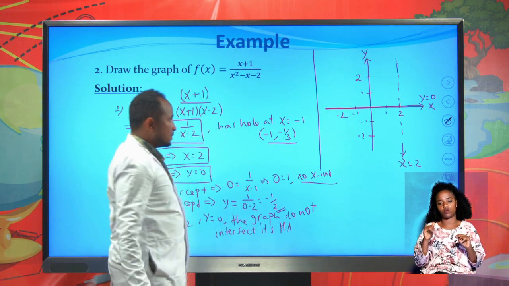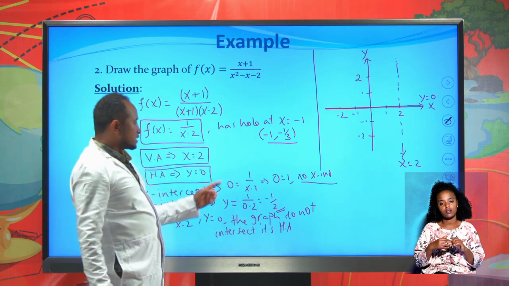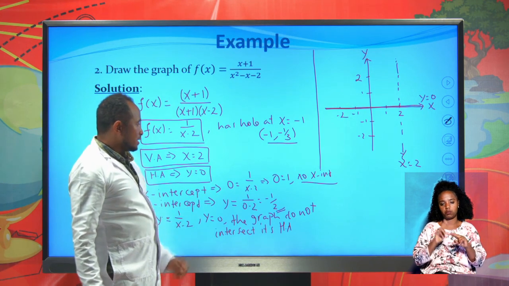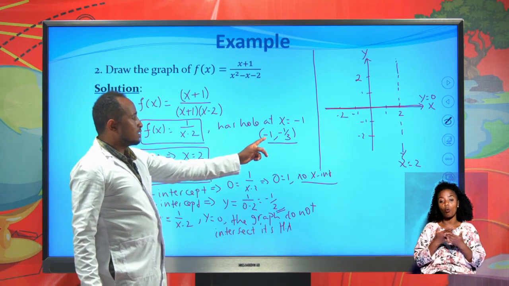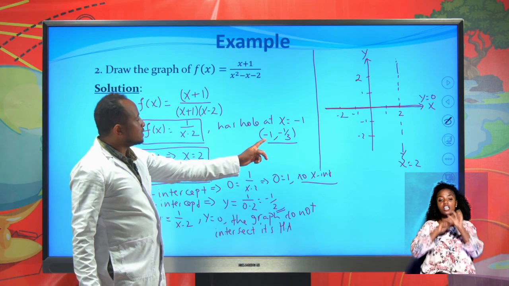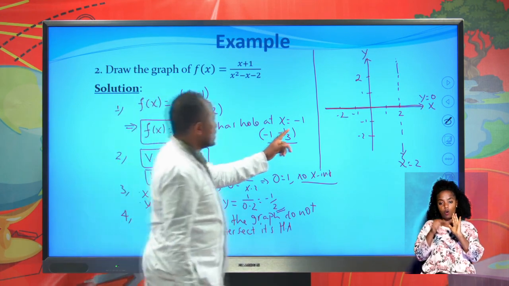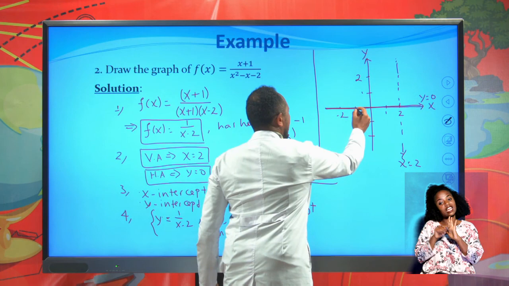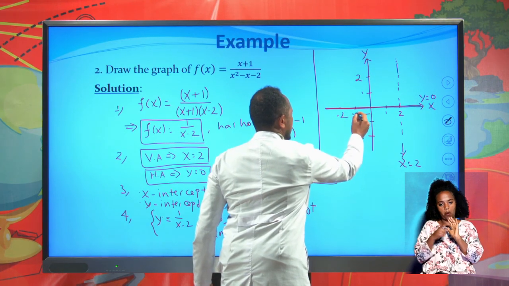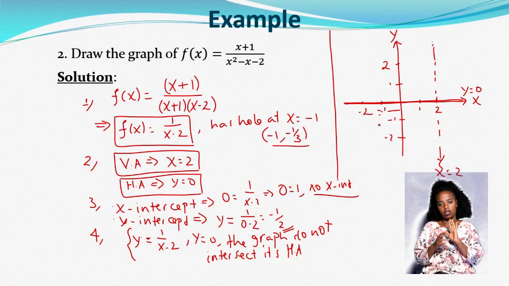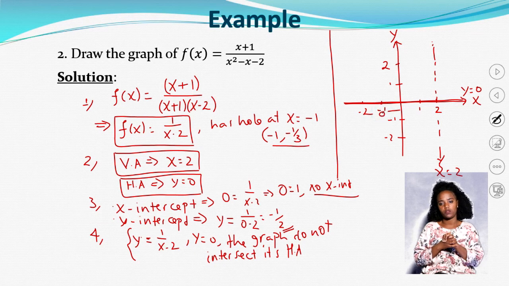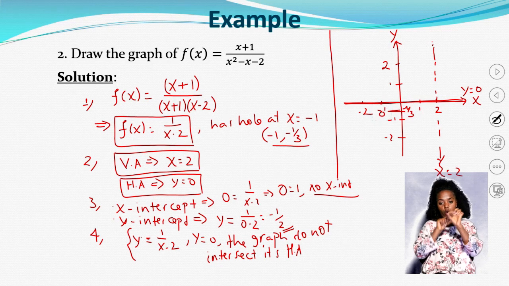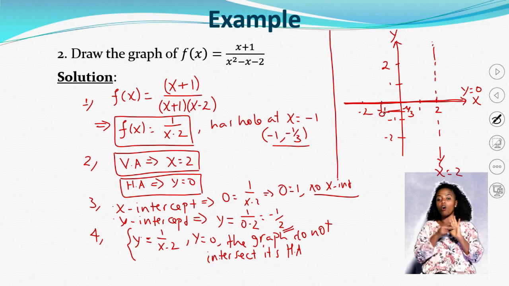So next, let's put a point where the graph will have a hole. The graph has a hole at negative 1, comma negative 1 over 3, which is near here. Assume this one is negative 1 over 3. It has a hole at this point, negative 1, comma negative 1 over 3.